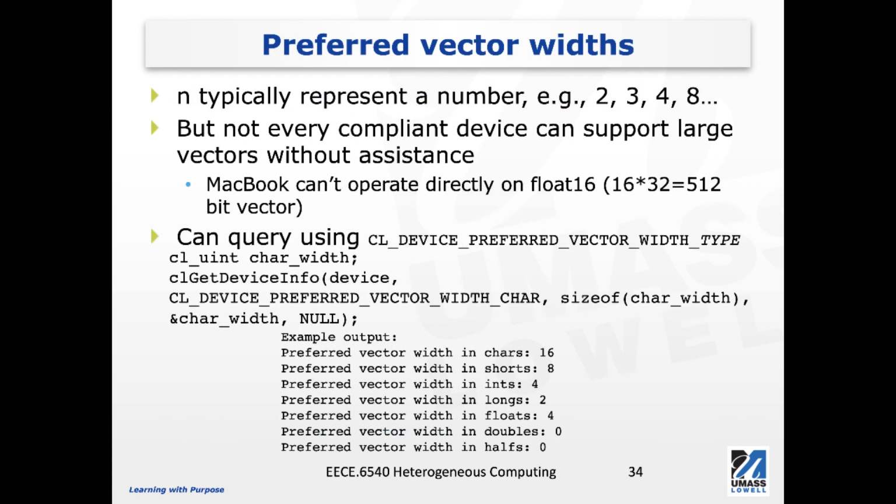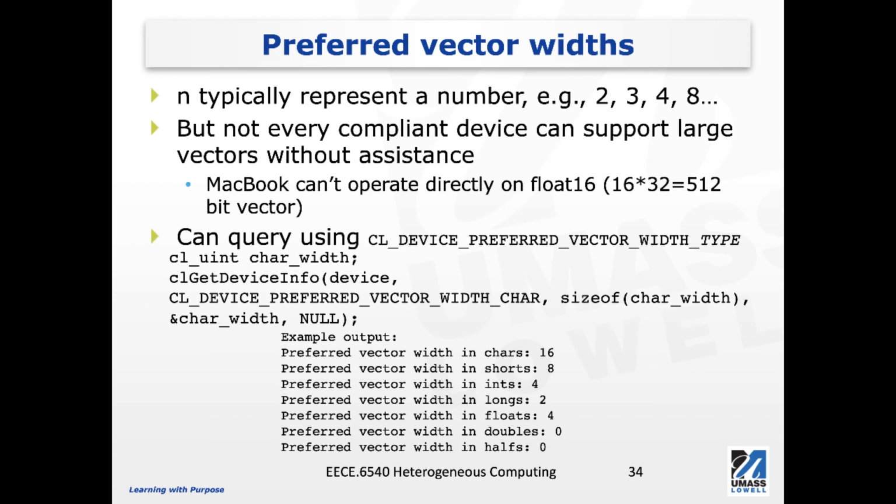As a result, you may or may not have a vector of double data type or half data type. Although you can have an arbitrary number for the vector size, typically we consider using n so that the large vectors can be put into memory, follow the memory alignments, and also these vectors can be operated efficiently. For example, for older MacBooks, you cannot operate directly on float16 because in that case, you're talking about 16 times 32, then that's a 512-bit vector. And depending on the processors, you may or may not be able to operate on such long bit vectors using a single instruction.